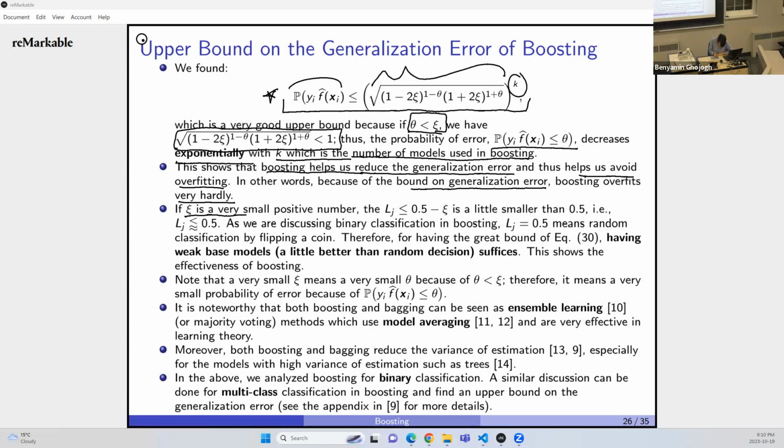Okay, if zeta is a very small positive number, then Lj, do you remember Lj was less than or equal to half minus zeta? Lj is a little smaller than half when zeta is a small positive number. That is, Lj is slightly less than half. Agreed? When Lj is slightly less than half, what does it mean? My accuracy is slightly better than 50%, right? So I'm slightly better than random classification, right? Then what happens? Therefore, for having a great bound on equation 30, having weak base models a little better than random noise suffices. Let's see what.